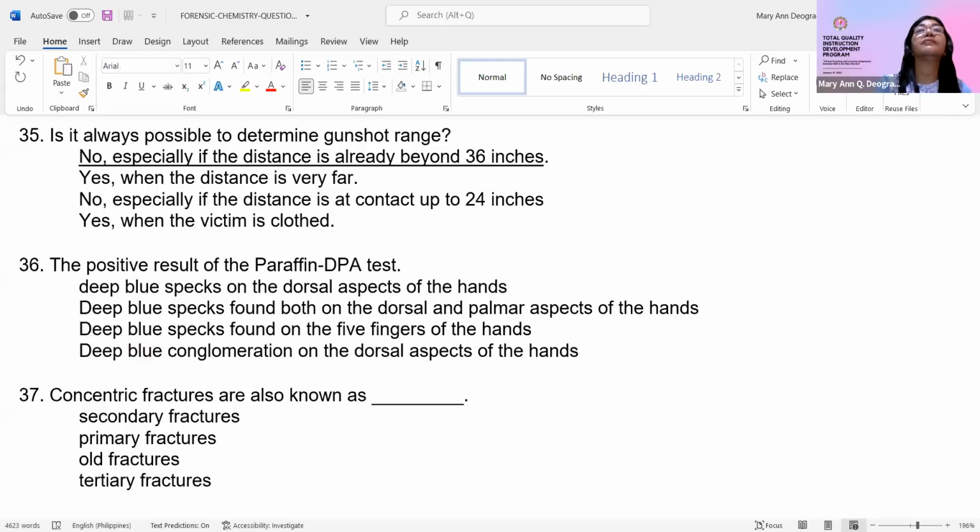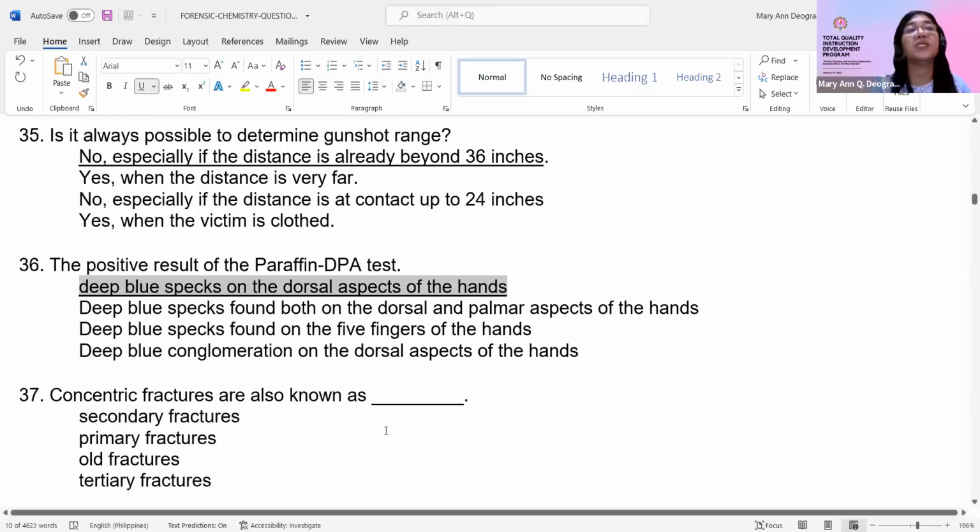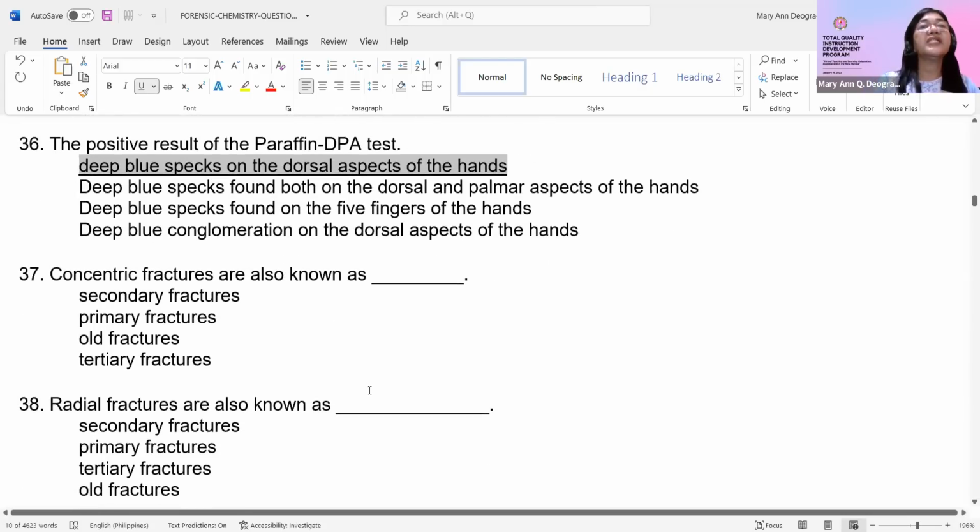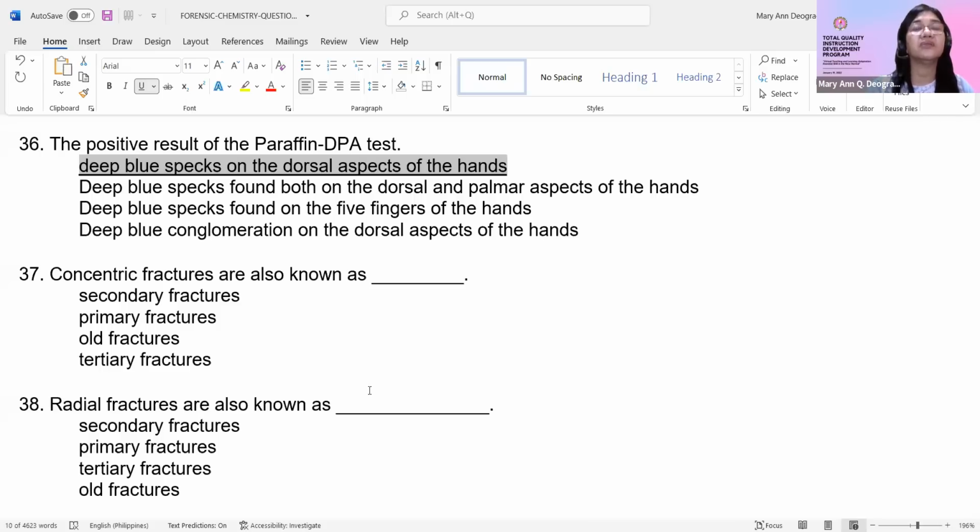Okay. May sumagot ba? Okay, letter A. Ayan. So, letter A. Kasi pag both dorsal and palmar, ibig sabihin hindi galing sa residue yan within the skin. Galing sa ibang, nitrate residues. 37. Concentric fractures are also called.